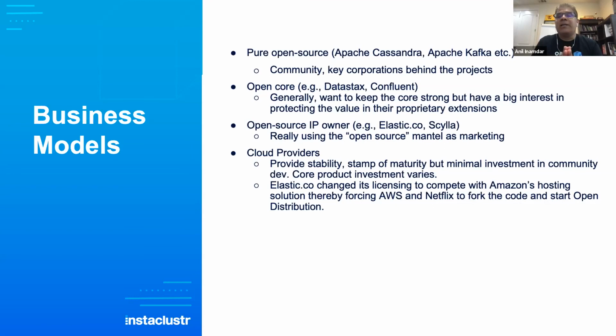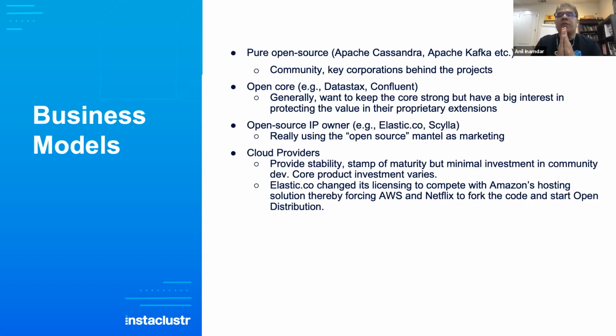The next model is the open core business model. Now, these vendors generally want to keep the core strong, because that enables the adoption. But they have a big interest in protecting the value in their proprietary extension. For example, DataStax for Cassandra or Confluent for Kafka.